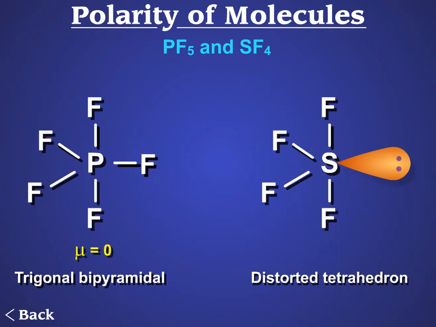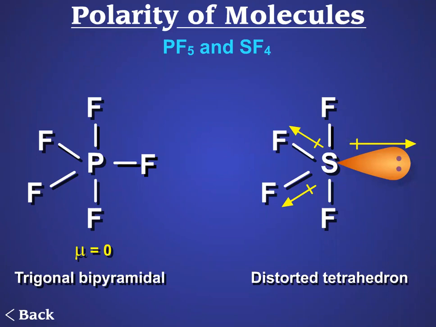In SF4, there is a shift in electron density from sulfur to fluorine because fluorine is more electronegative. Also, there is an increase in electron density in the vicinity of that lone pair. As in PF5, the bond moment pointing up is equal in magnitude and opposite in direction to the bond moment pointing down. These bond moments cancel.